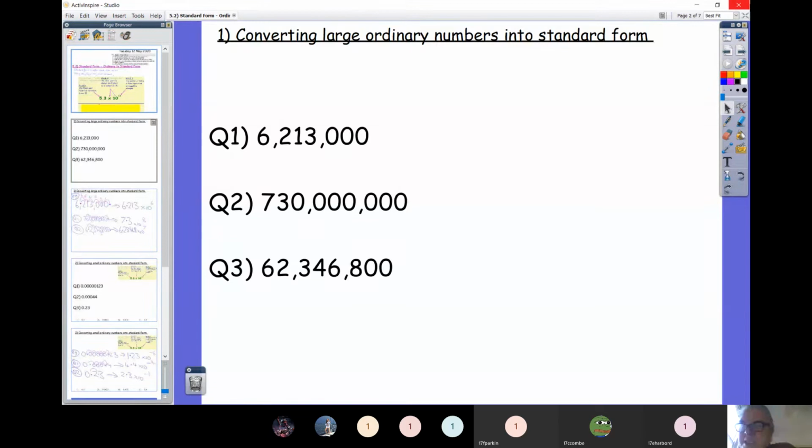So first thing you do, you want to make that first number between 1 and 10. So we've got 6213. So where must the decimal point go to make that number between 1 and 10? Well, it's obviously got to go between the 6 and the 2. And then you write all the numbers down. So that is step 1. We've got the number between 1 and 10. And all we've now got to do is go and get this power sorted.